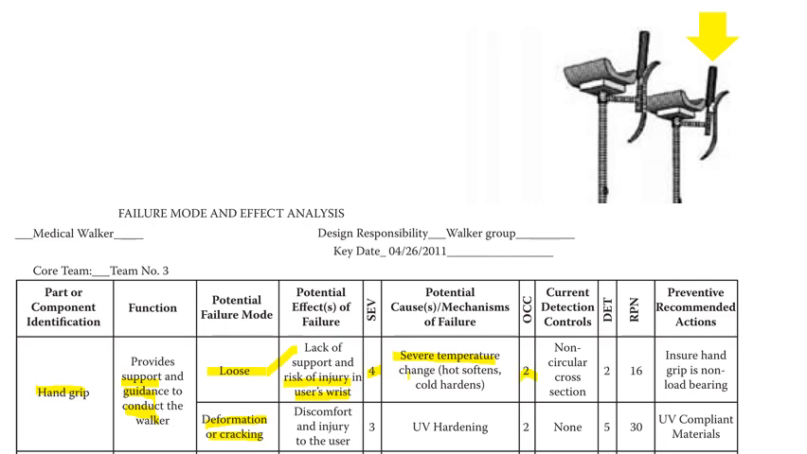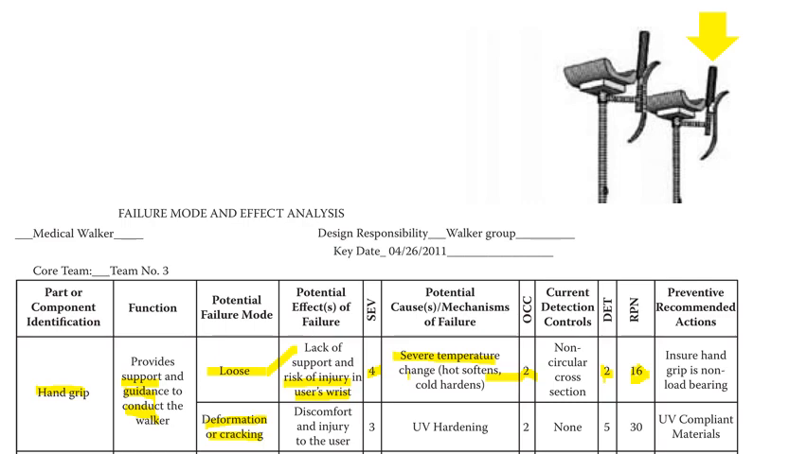The occurrence is pretty low for this cause, to experience the severe temperature change. And then the current detection control is using non-circular cross-section, and it is pretty good because the detection rating is low. So a low rating for detection means the detection is doing well. Now the RPN for this is 16, and the recommended action is to try to ensure that this hand grip is non-load bearing, meaning that it is not the focus of the load of the user or the entire structure of the product.